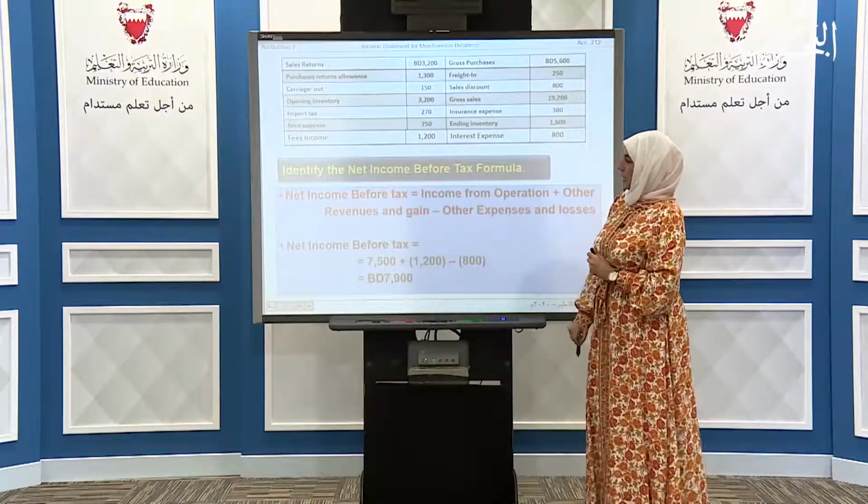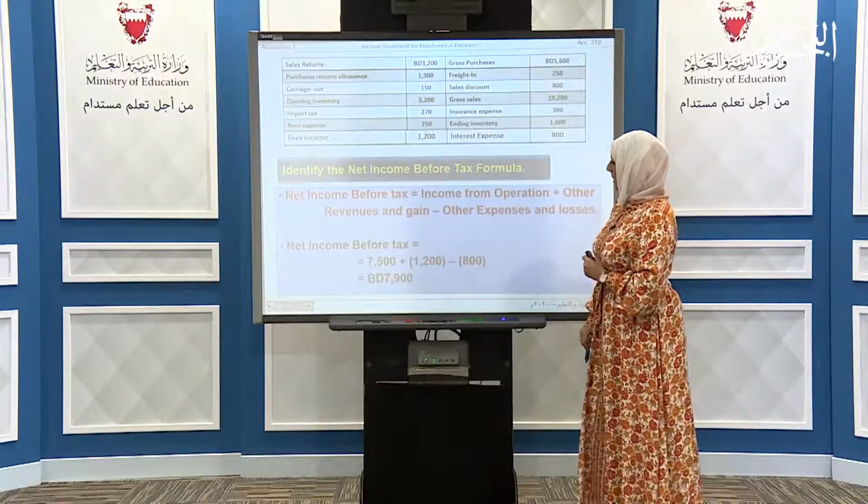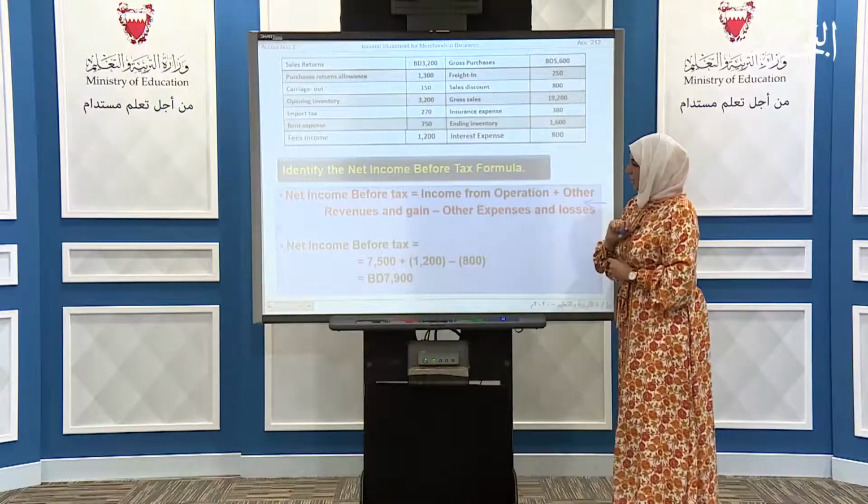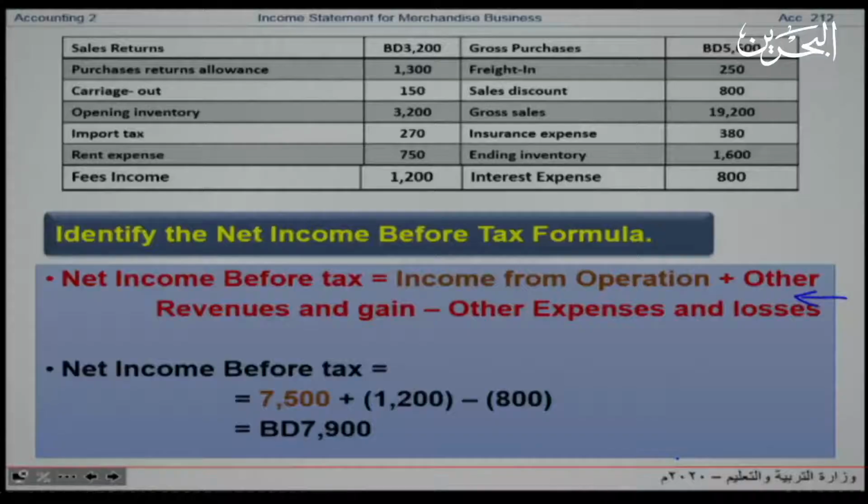Moving to the net income before the tax, I can find it by applying this formula. Let us take a look at our formula. I will take the income from operation, the figure I found in the previous slides, and add it to other revenue and gains of Abdullah Company, and subtract other expenses and losses. Let us take a look at the data of Abdullah Company.